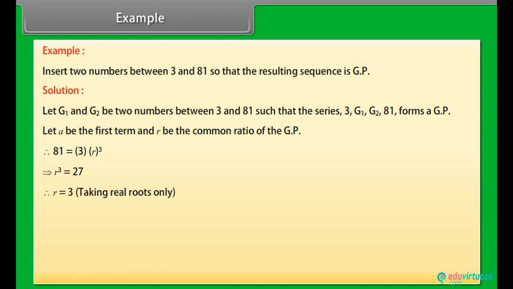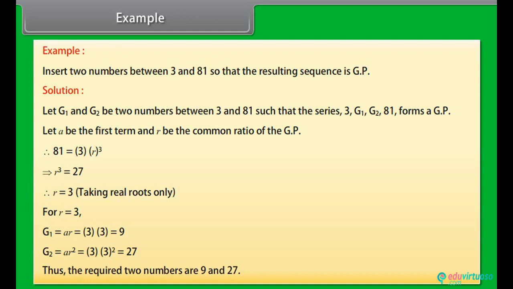For r = 3, g1 = a·r = 3 × 3, which is equal to 9. g2 = a·r² = 3 × 3² = 27. Thus, the required two numbers are 9 and 27.